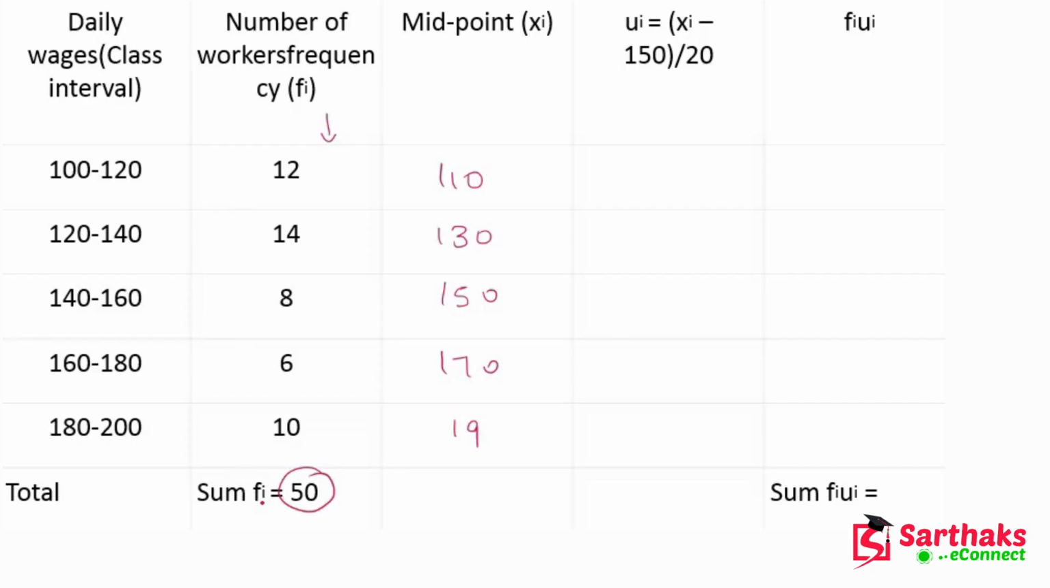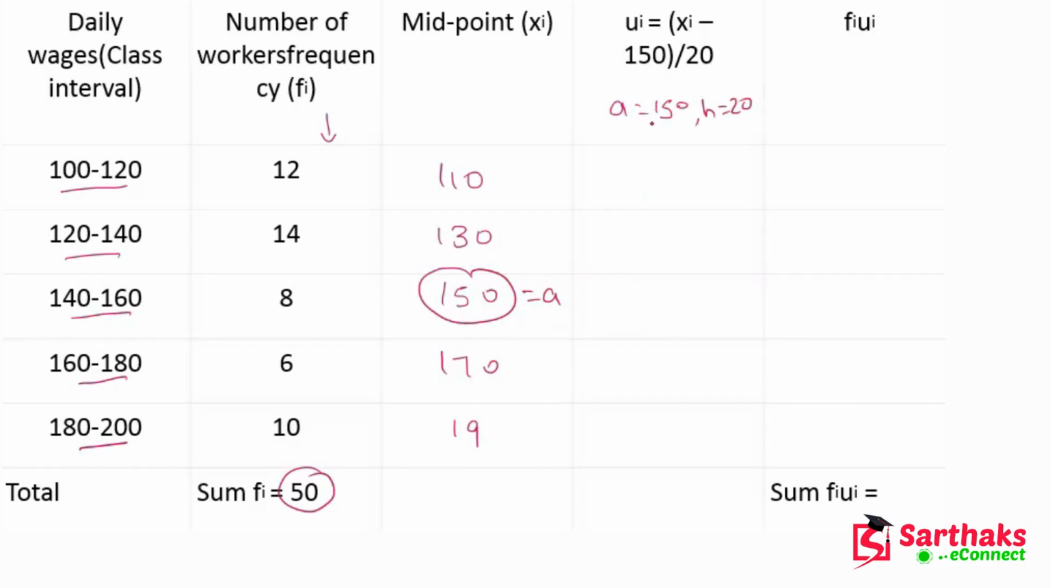Now we have to find ui. So ui is xi minus a divided by h, and we have h is 20, which is constant in all the intervals. Class width is always constant in the table. So we are assuming the mean is 150, which is equal to a. So we have a is 150 and h is 20.